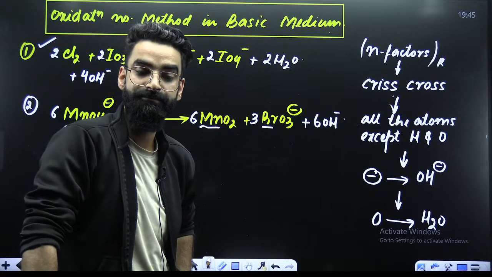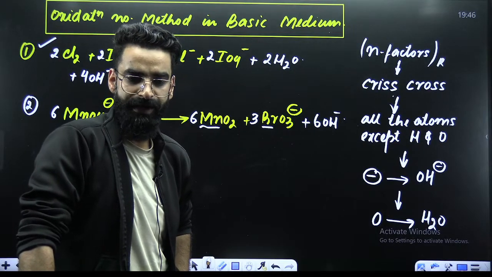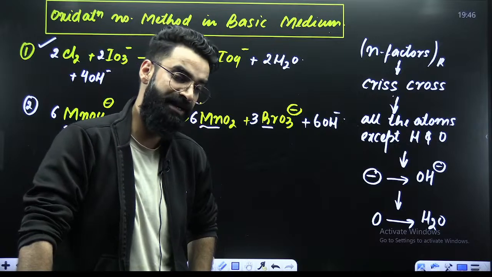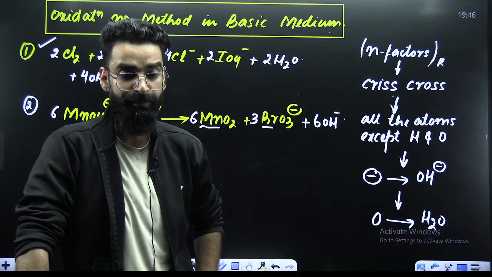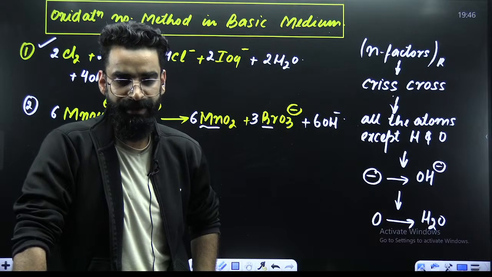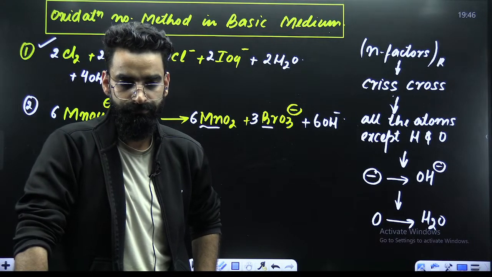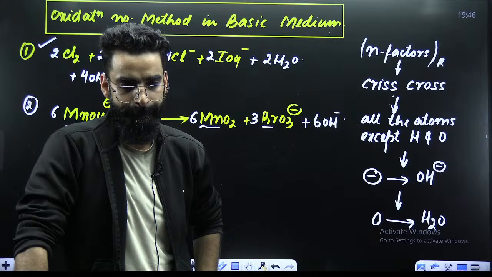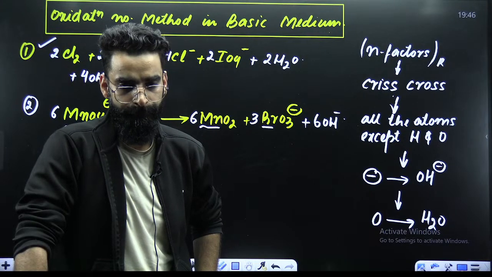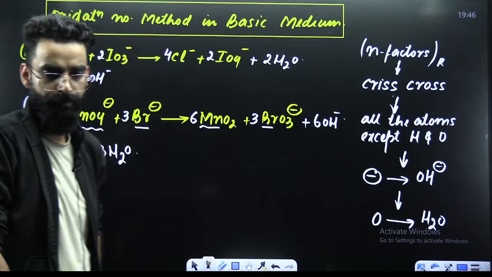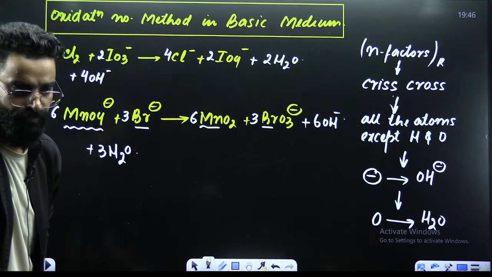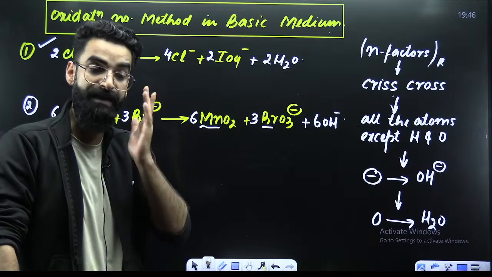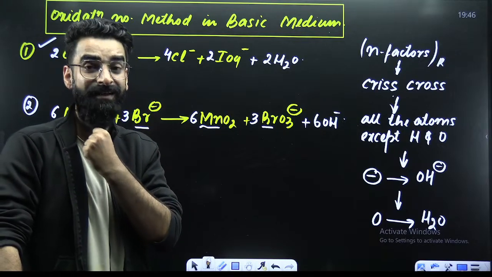All clear, guys? All clear? So I hope from now onwards, you will be able to use the oxidation number method either in acidic medium or in basic medium, right? You should be able to do that. Perfect, guys. All right. So this was your balancing of redox reactions with the help of oxidation number method. In which medium? In basic medium.